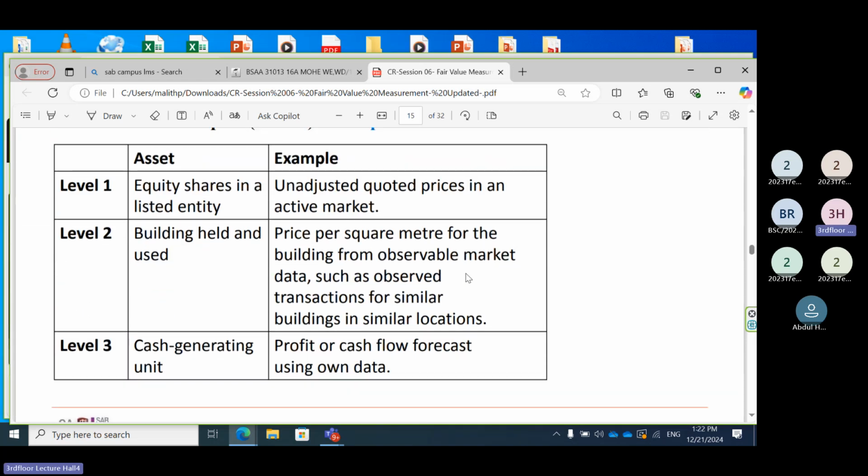So these are the examples. Equity share in a listed company, that's level 1. Build it, head and use level 2. Cash generating unit, level 3.